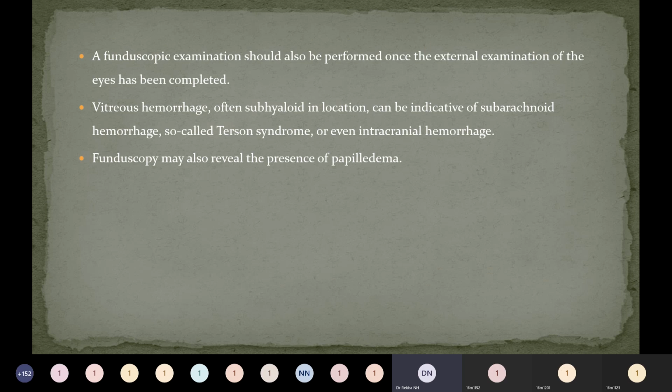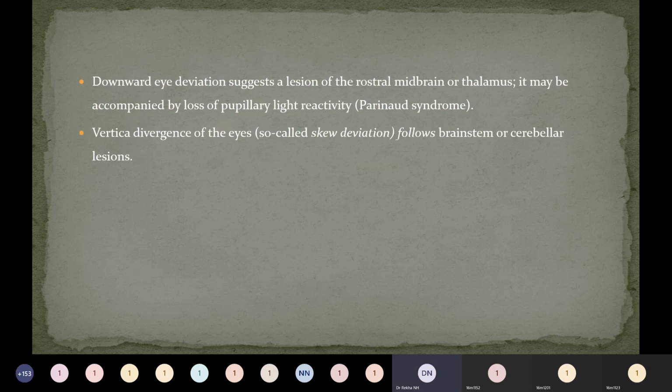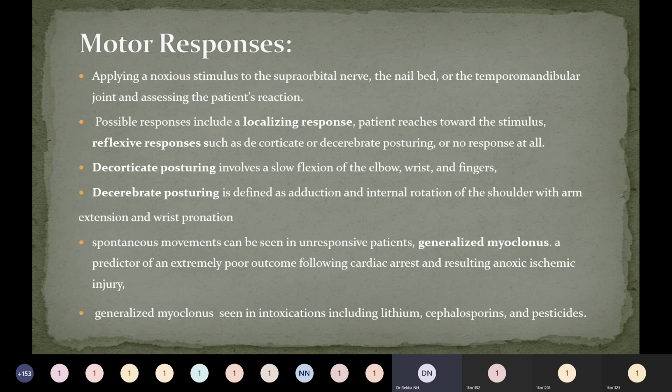So apart from these eye movements and the pupillary reflex, we have to examine the patient's fundus if feasible. We have to look for vitreous hemorrhage, usually indicative of hypertension. We also have to look for papilledema in these patients. Downward eye deviation can be a lesion in the rostral midbrain or thalamus. So it indicates brainstem damage.